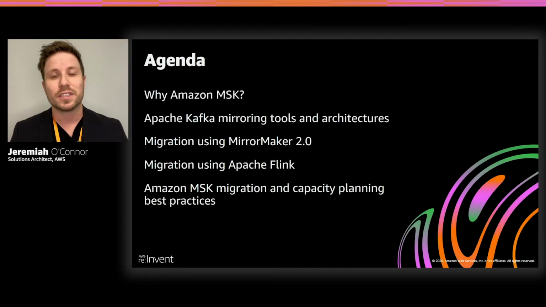So to set the agenda for today, we're going to talk a little bit about what is Amazon Managed Streaming for Kafka and how can customers leverage it in migrating Apache Kafka workloads into AWS. We're going to talk about some of the native mirroring tools that Apache Kafka offers, as well as some of the reference architectures that we see for common use cases. We're also going to deep dive into MirrorMaker 2 and Apache Flink and how we can leverage those in migration strategies. And then we're also going to talk about Amazon MSK migration and capacity best practices.